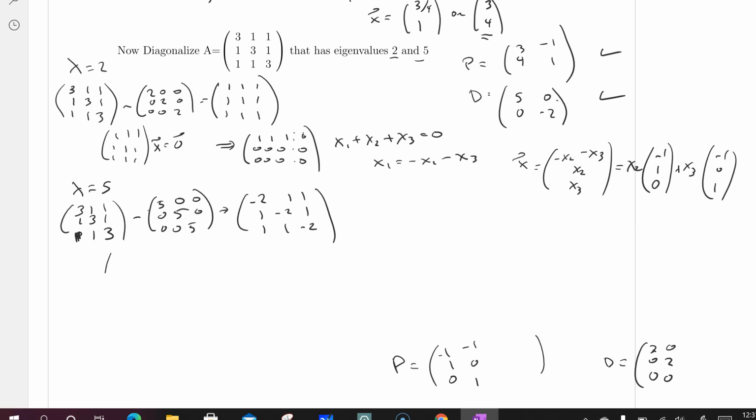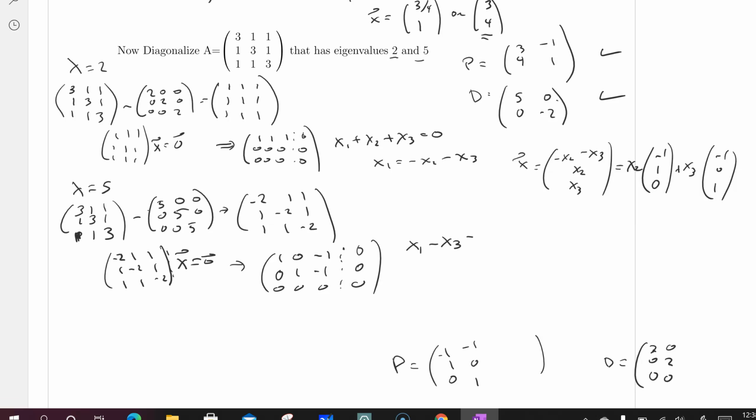Okay, so again, I'm solving this. I'm just going to write it down to make sure you remember this is what we're doing. We're trying to find the non-trivial solutions, right, to this. So if I row reduce it in my calculator, I get 0, 1, negative 1, 0, 0, 0, 0. Okay, so what this means is x1 minus x3 is 0, x2 minus x3 is 0.